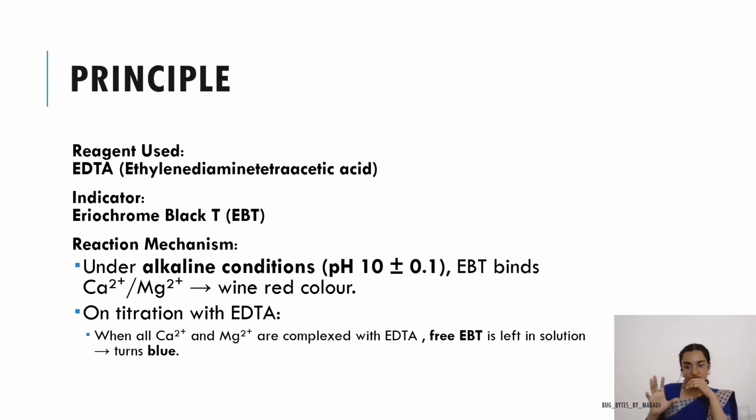pH control is very important. The titration must be conducted at pH 10, plus or minus 1, for accurate results. You should remember that at pH 12, the magnesium precipitates as magnesium hydroxide and only calcium remains in the solution. So maintain pH 10.